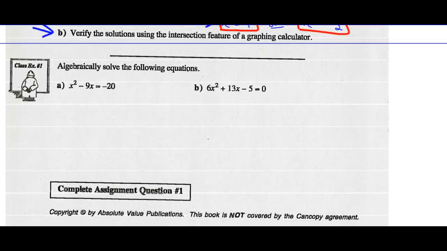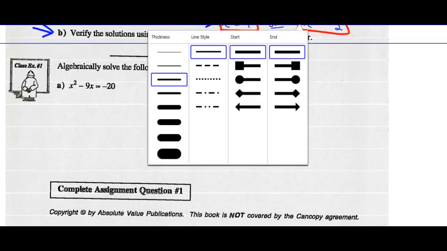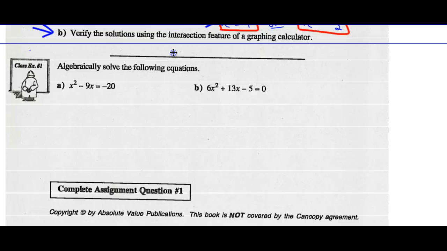So let's algebraically solve the following. They don't want us to do it graphically, they want us to algebraically solve these. So step 1 is to let the equation equal 0. So let's add 20 to both sides.